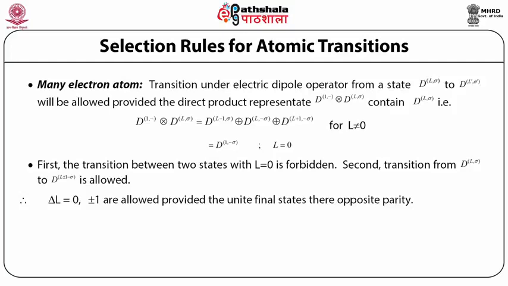Secondly, the transition from D_L sigma to D_(L plus minus 1) sigma is allowed. There is a transition in which the angular momentum changes by a unit amount and the parity is reversed. Only transitions between those states are allowed. Therefore, delta L equal to 0, plus minus 1 are allowed, provided the final state has opposite parity.